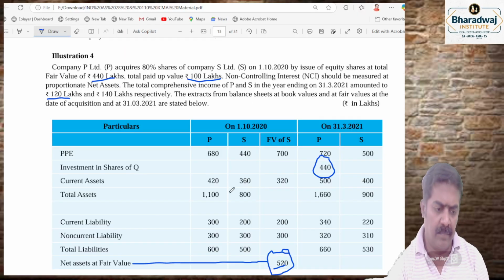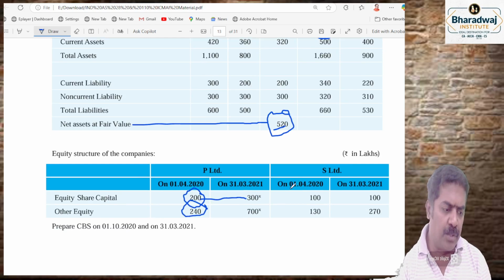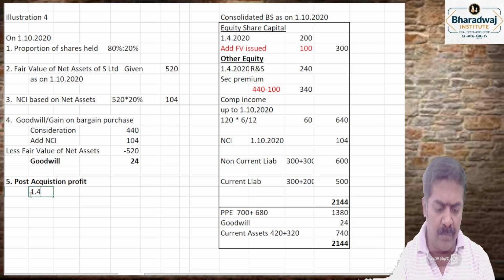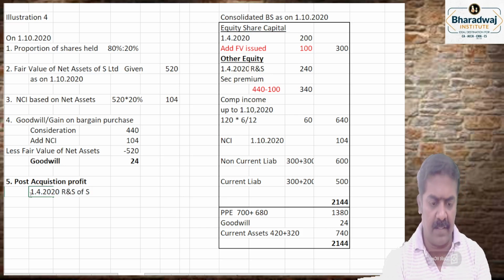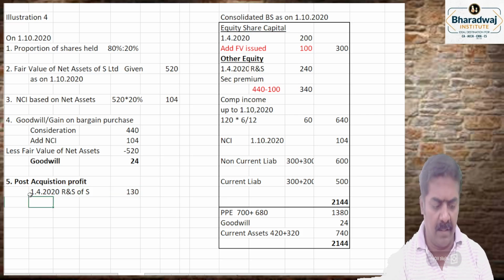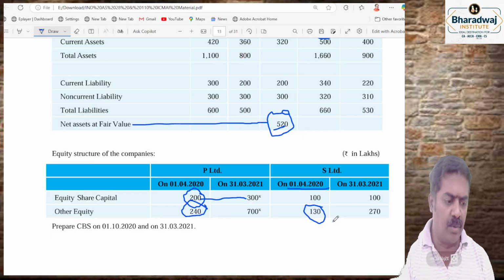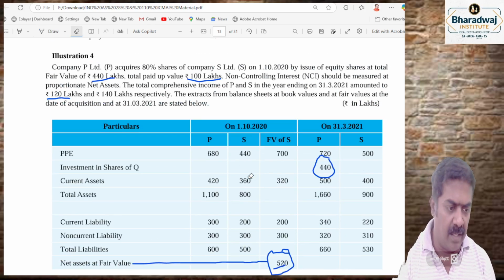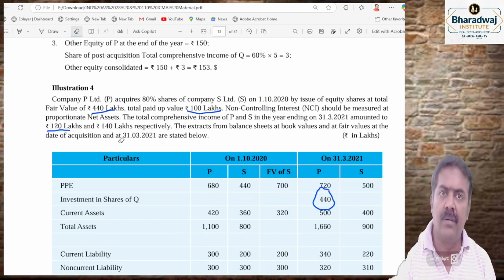Shall I? Listen. On 1/4/2020, look at other equity, 130. Reserves and surplus of which company? How much is given? 130. Add net profit up to 1/10/2020. How to work out? The difference, you can take 130 to 270. What is the net profit for the year? 130 opening balance, closing balance 270. What is the net profit for the year? 140. Or directly they have given 140 lakhs.